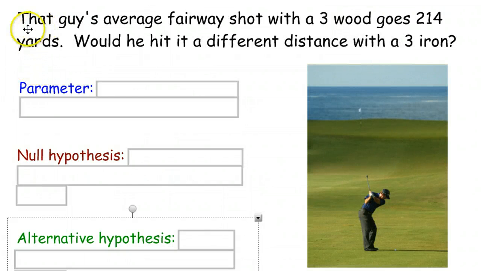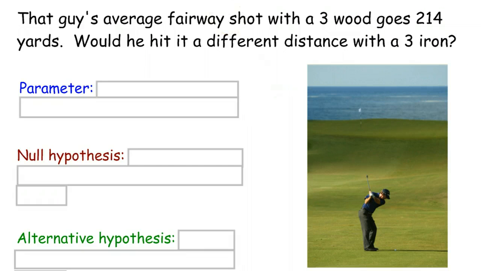Next thought, that guy right here, his average fairway shot with a 3-wood goes 214 yards. Would he hit it a different distance with a 3-iron? So we're looking at the same person, same type of shots. They want to know if one golf club works better than another, which one is going to hit farther than the other.